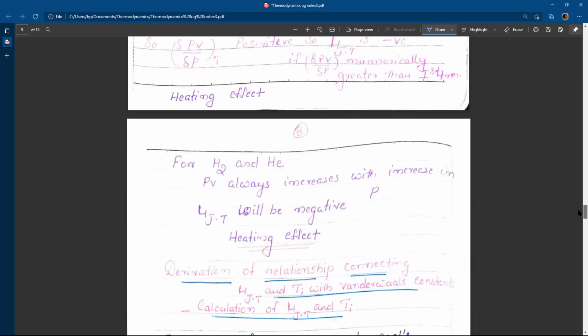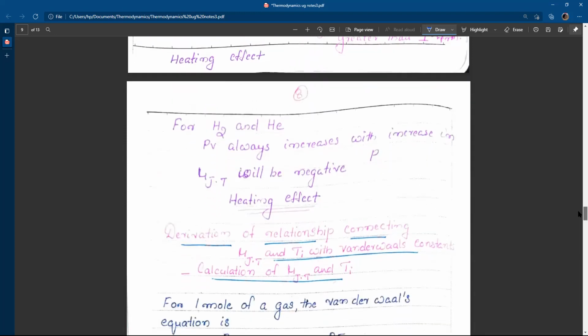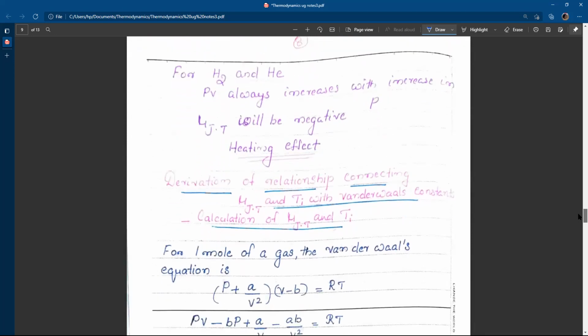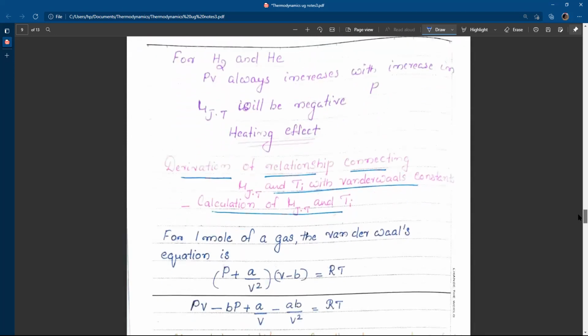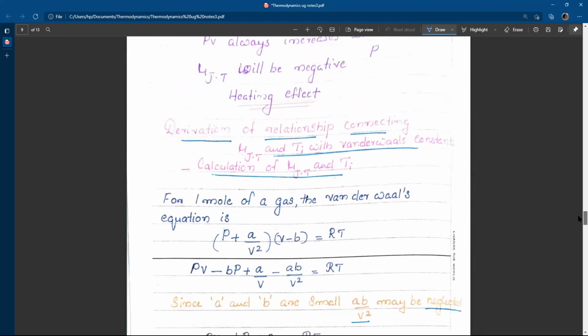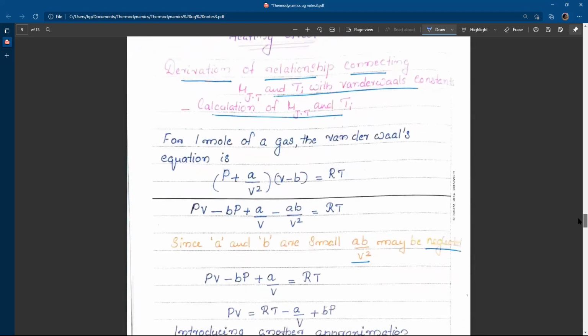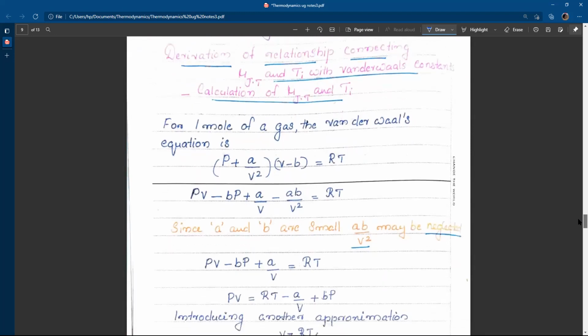Now, the derivation of the relationship connecting μJT and Ti with the van der Waals constants. For 1 mole of a gas, the van der Waals equation is (P + a/V²)(V − b) = RT. So PV − bP + a/V − ab/V² = RT. Since a and b are small, ab/V² may be neglected.